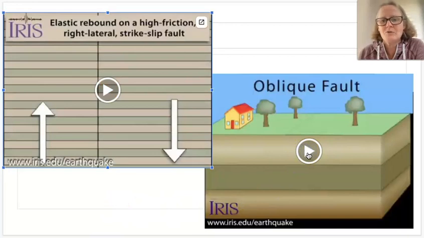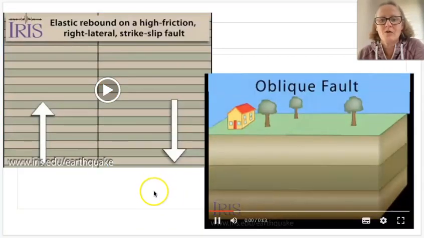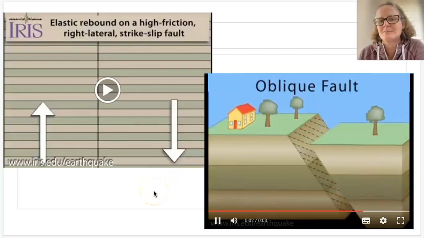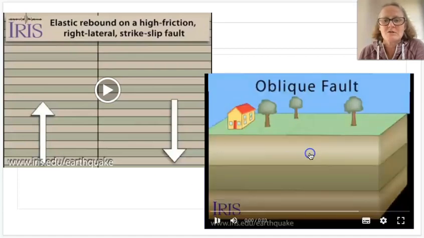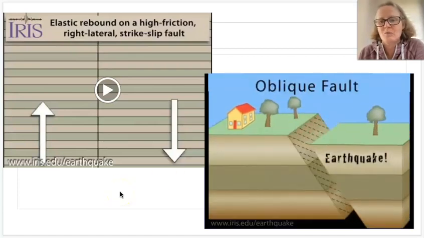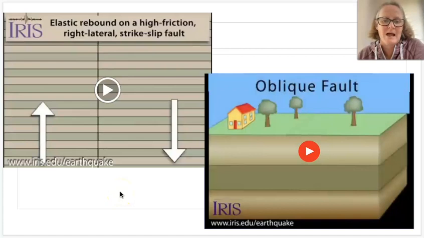Or you can have an oblique fault. So an oblique fault is where a bit of land slips away. And it can either slip down or it can slip up in a reverse fault. So it slips down, and as soon as it falls away, you can see earthquakes happening.